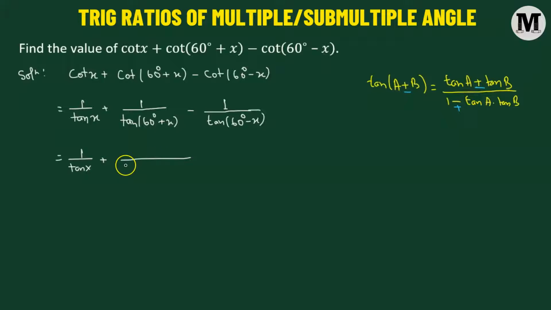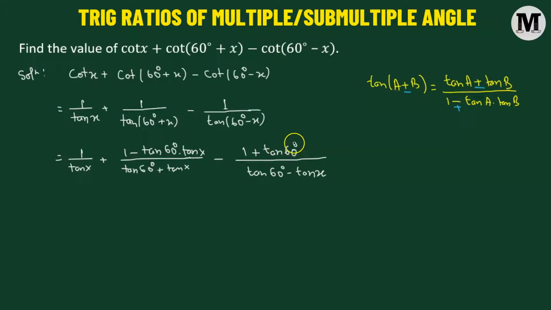So let's start from the denominator part. We will take tangent of 60 degree plus tangent of x, and in the numerator we have 1 minus tangent of 60 degrees times tangent of x. Similarly, in the third term, we have in the denominator tangent of 60 degree minus tangent of x, and in the numerator we have 1 added to tangent of 60 degrees times tangent of x. This will be equal to 1 over tangent of x plus 1 minus, now tangent of 60 degree has a standard value of square root of 3.